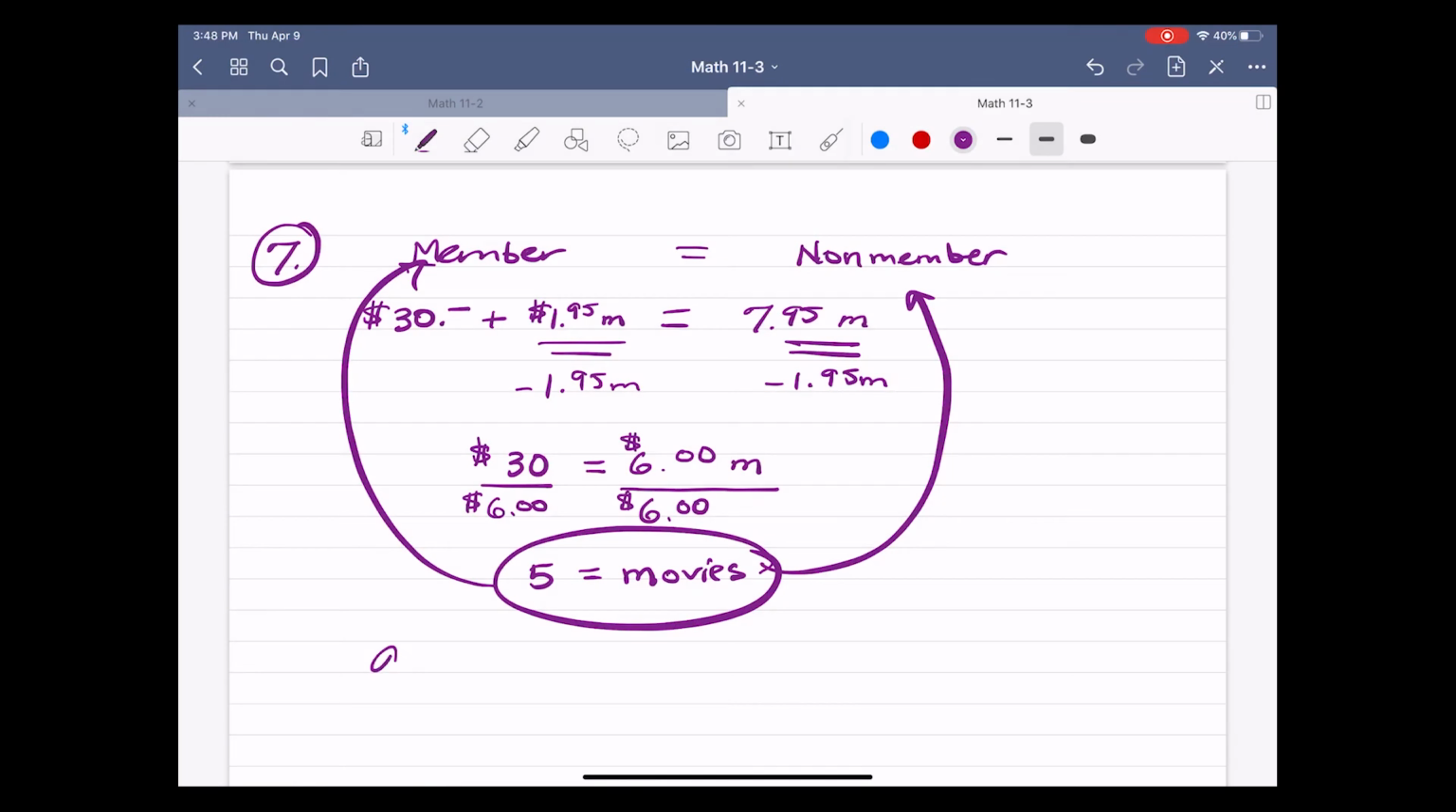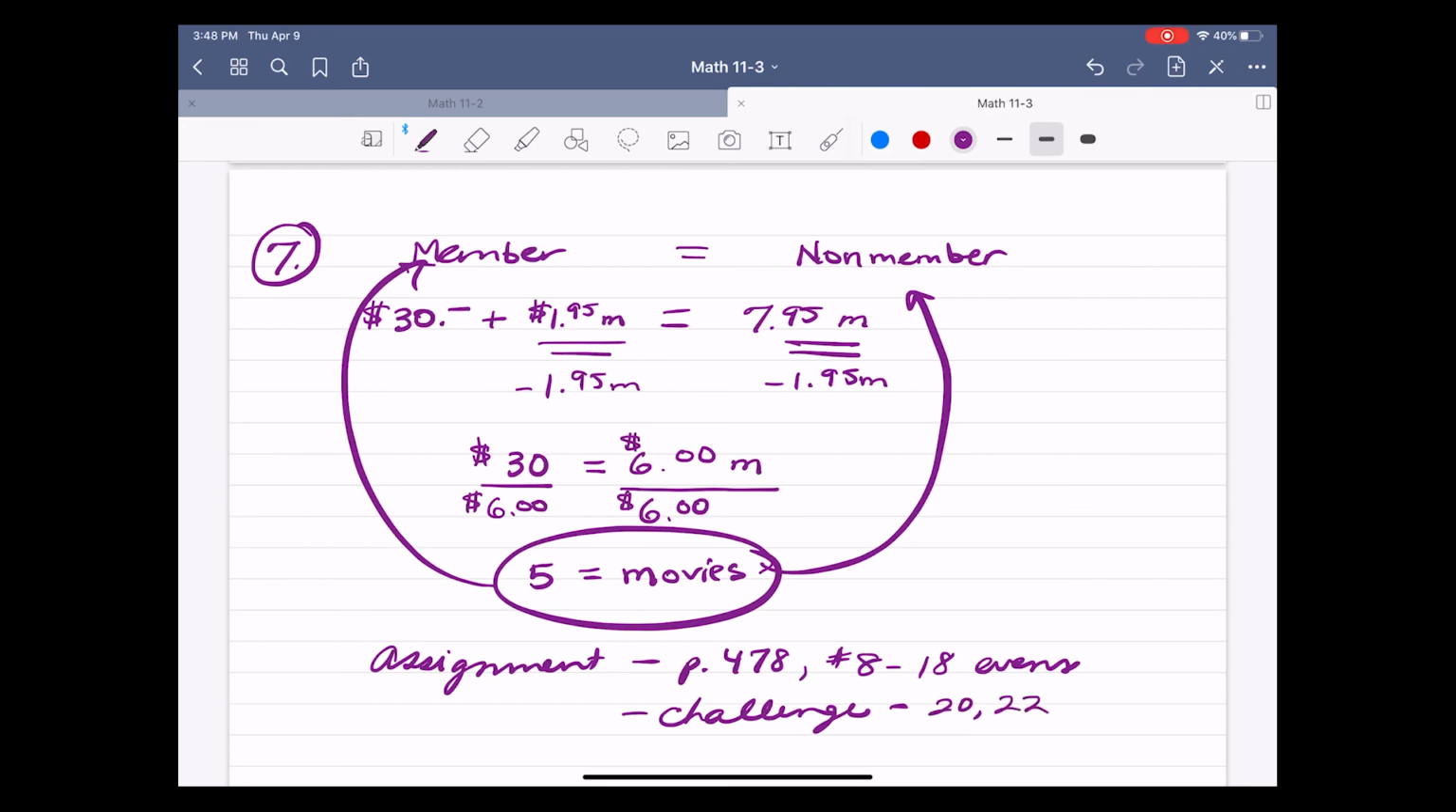All right, what I'd like you to do now is complete page 478, your assignment, page 478, numbers 8 through 18 evens. Remember, you must show your work. And as a challenge, I want you to do 20, 22, and 24.